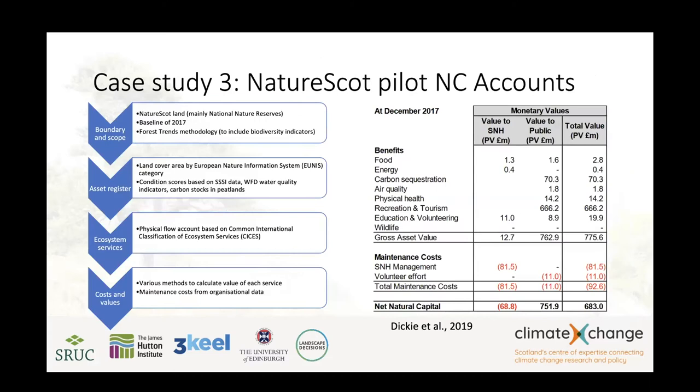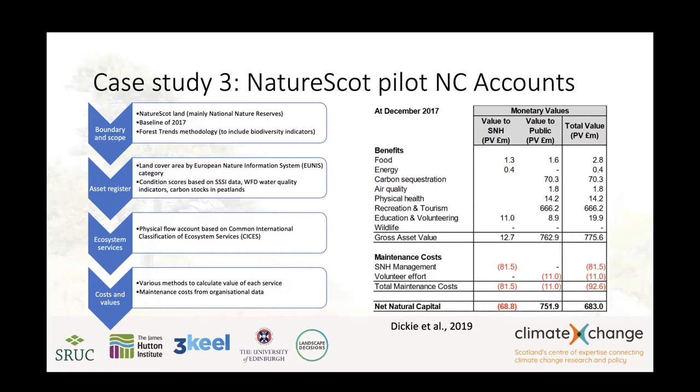The third case study is referenced in the CXC report in the annexes. I don't go into detail that much, but I thought it would be useful because it's quite hard to find regional strategic scale natural capital studies in Scotland, which is great. I suppose the RLUPs are going to produce that kind of thing.